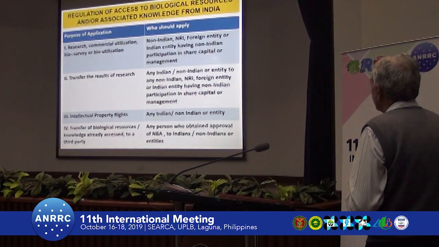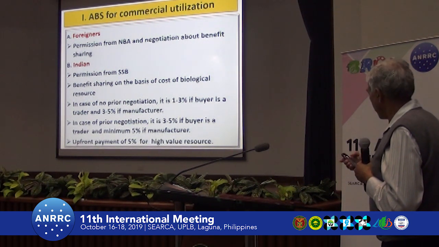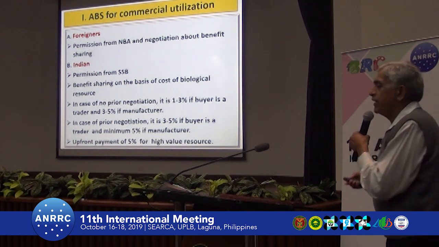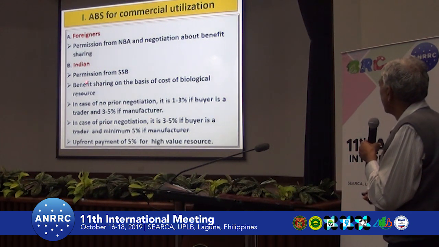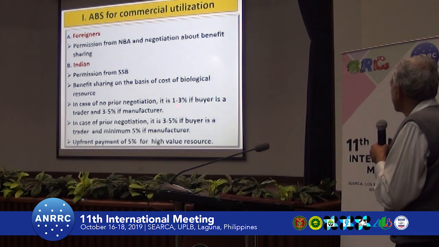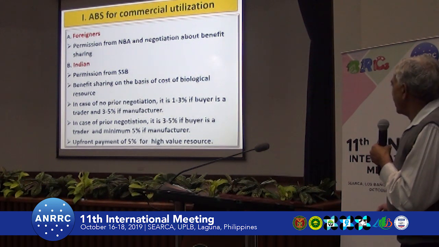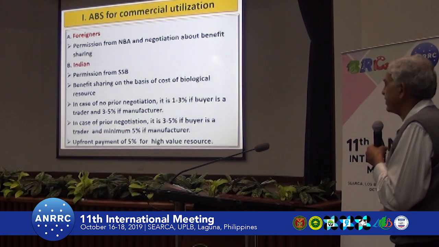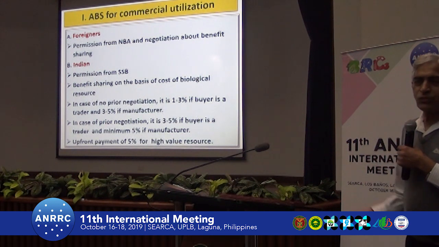So, coming to number one, ABS on commercial utilization. Foreigners have to get permission and negotiate with the NBA. But for Indians, permission from the SBB is needed. Benefit sharing is on the basis of the cost of valuable resources. In case of no prior negotiation, it is 1 to 3% if the buyer is a trader and 3 to 5% if it is a manufacturer. In case of prior negotiation, it is 3 to 5% if the buyer is a trader and minimum 5% if it is a manufacturer. And upfront payment of 5% for a high-value resource. So this is all fixed.